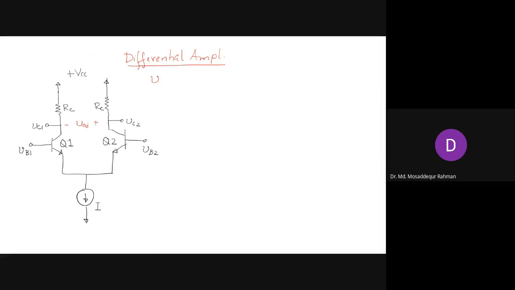So that is our VOD, the differential output, which is VC2 minus VC1. And VC2 or VC1 taken from a single node, we call single-ended output. So this is how we can take the output in different ways.